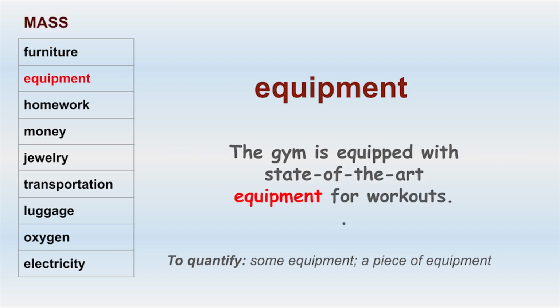Next is equipment. The gym is equipped with state-of-the-art equipment for workouts. So even though the gym has several pieces of equipment for workouts, the word equipment is not pluralized. We may quantify it by saying some equipment or a piece of equipment. So from here on, I will just call the uncountable word, read the sentence that gives a plural meaning of the word, and tell you what the quantifiers are.